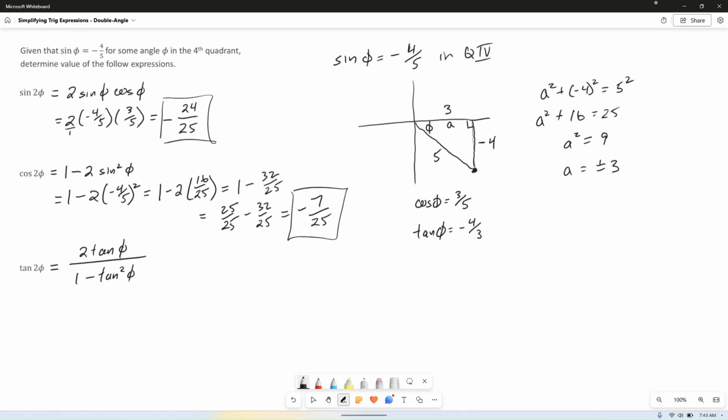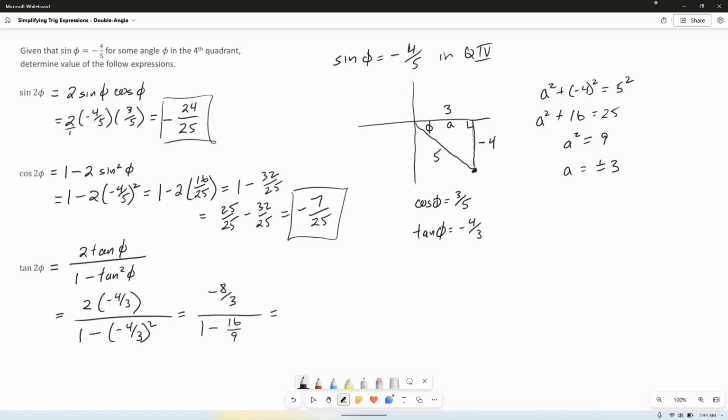All right, last part here, 2 tangent of phi over 1 minus tangent squared of phi. That should equal tangent of 2 phi. And we now know what the tangent of phi is. It's a negative 4/3. So we're going to have 2 times a negative 4/3 divided by 1 minus a negative 4/3 squared. And so if we simplify that a little bit, 2 times a negative 4/3 is going to be a negative 8/3. And that's going to be divided by 1 minus a 16 over 9.